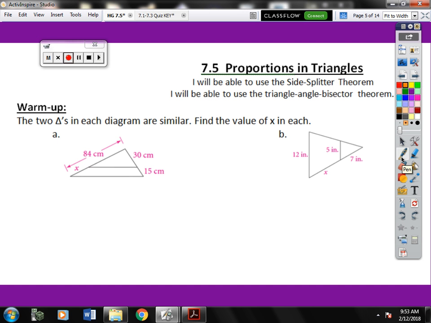All right, so we're going to actually skip the warm-up questions just because of our tour delay schedule and go straight into some of our theorems.